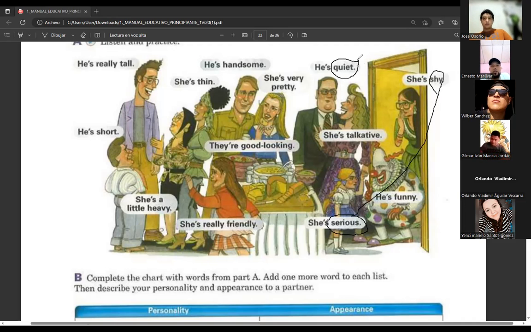It's a little heavy. She is a little heavy. Heavy es como pesado, podemos decir. Pesado. Pequeño y pesado. He's short and heavy. Muy bien, exacto. Ok, también tenemos a alguien amigable. Friendly.